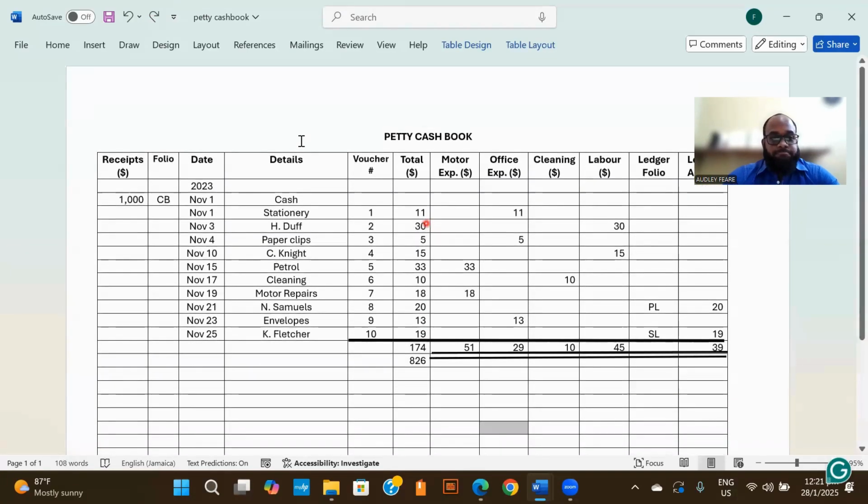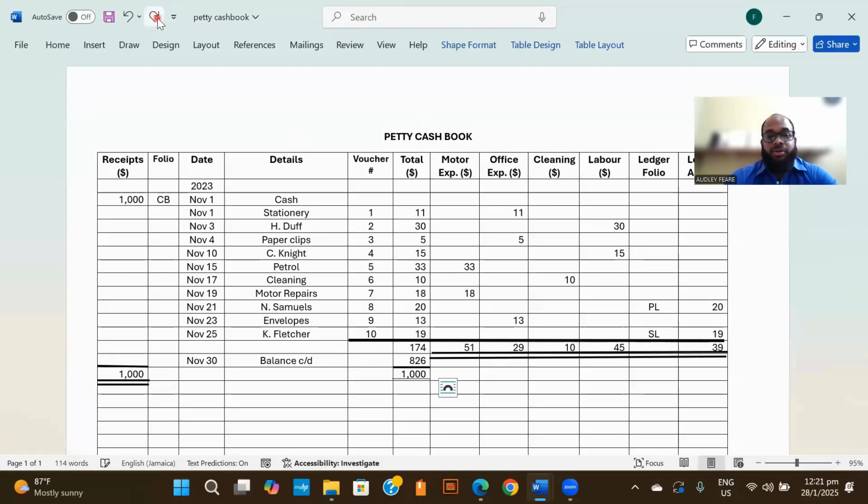But of course, we have to continue. This is the balance carried down. And the balance carried down we know happens at the last day of the month, which is going to be November 30. Right? And we have to draw our total lines on both sides. And it's $1,000, 174 plus 826 is $1,000. And then we close the account with the double line, just like normal. As I said, accounts, the same thing we do over and over.